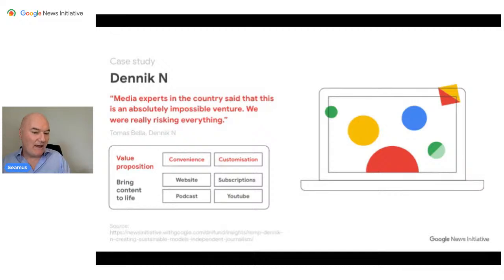And we had somebody there from Denik N saying that, we learned that we have to be digital first and focus on journalism that matters, not the average 500-word stories that every news site has. And as we can see there, media experts in the country said that this is an absolutely impossible venture, and we were really risking everything. So seeing success there now, Denik N as well.